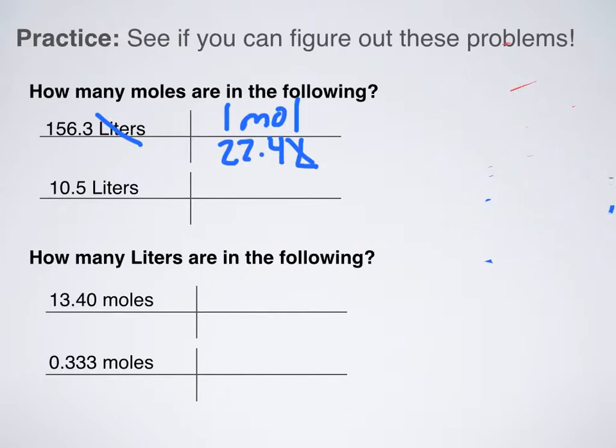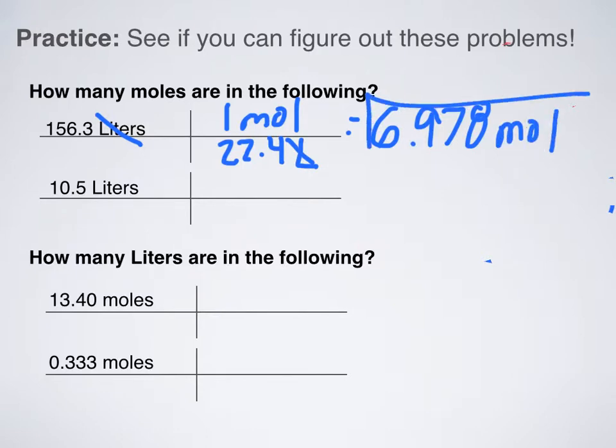So let's see, if you have your calculator, do that out. 156.3 times 1 divided by 22.4. How many does that end up being? That ends up being about 6.978 moles. And that would be my answer.